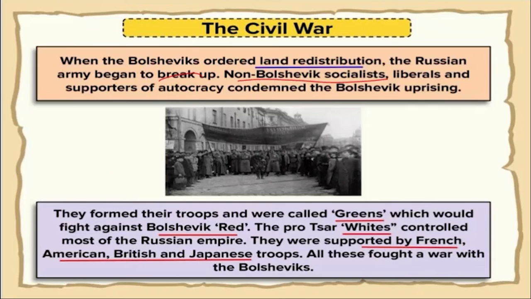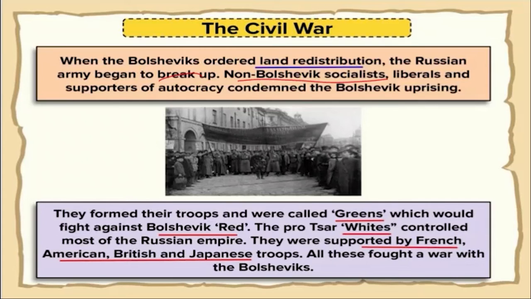So what happened? The people who did not believe, the Mensheviks, liberals, and autocracy supporters, said that no, you are doing wrong. Bolshevik uprising, they said no, no, no, this is absolutely wrong. So these opposites who were not a part of the Bolsheviks made up different groups: greens, whites, and reds. Greens were the ones who fought against the Bolsheviks. Bolsheviks were the red. Greens were the socialist revolutionaries. Okay, and whites were the pro-czarists who were in favor of the Tsar and controlled the Russian Empire.